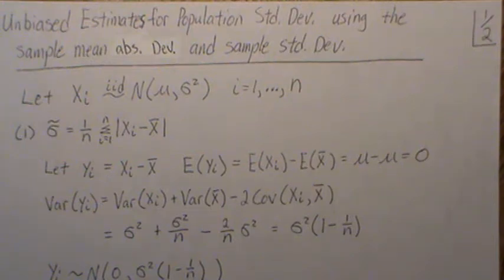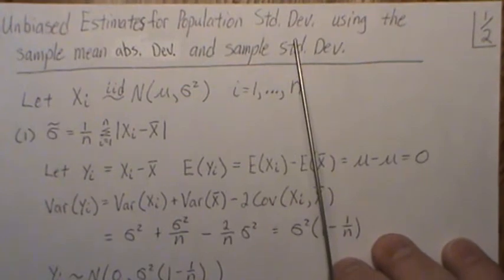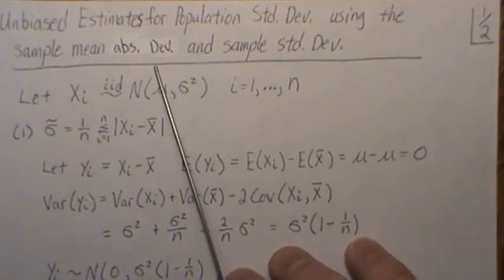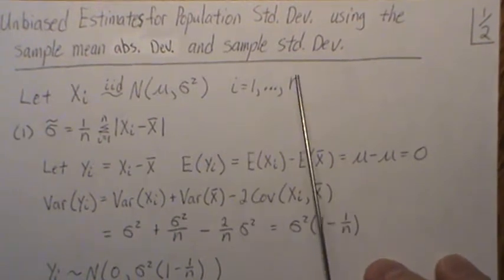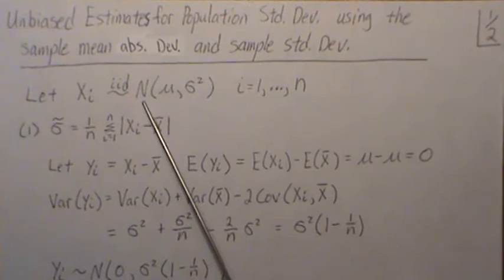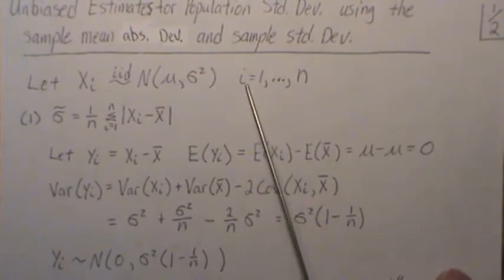Hello, this is the next video in a playlist that I'm calling Parameter Estimation. And here we're going to derive unbiased estimates for the population standard deviation using the sample mean absolute deviation and the sample standard deviation. So let's let xi be IID normal with mean mu and variance sigma squared. And our sample size is n.